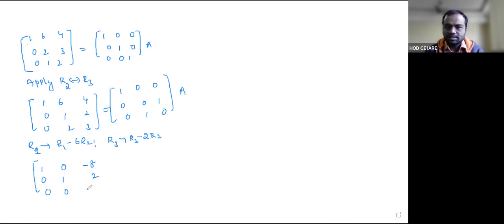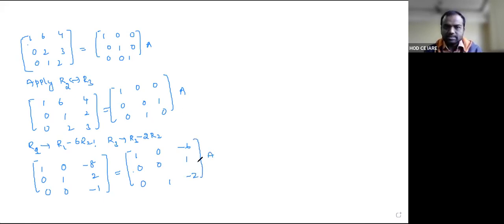Next, 3 minus 4 is minus 1, and that is equal to R1 changes: R1 minus 6 R2, 1, 0, and minus 6. R2 has no changes: 0, 0, 1. R3 changes: R3 minus 2 R2, and 0, 1, minus 2. 1 minus 2 into A.